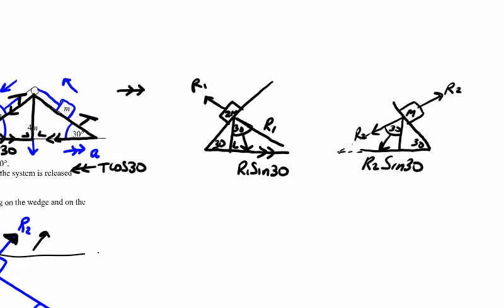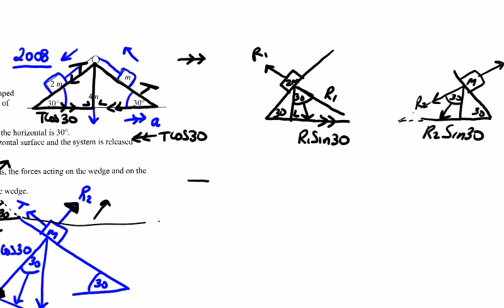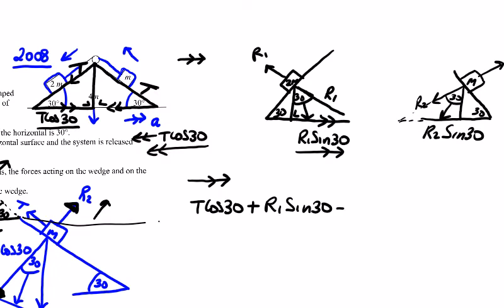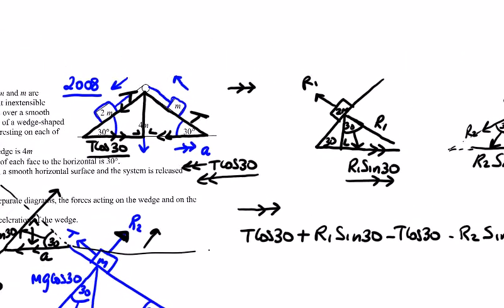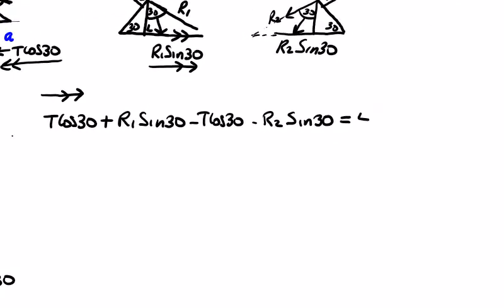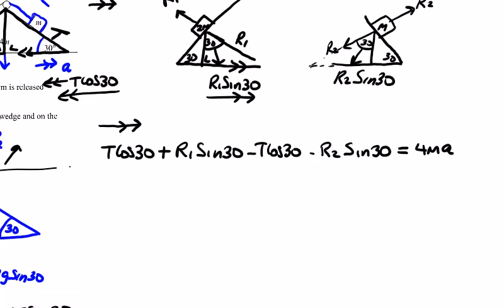So what's happening in this question? In the direction of the acceleration, we have T cos 30 plus R1 sine 30. And then going back in the opposing direction is T cos 30, so minus T cos 30, and then minus your R2 sine 30. They're the forces. That's equal to 4m by acceleration.